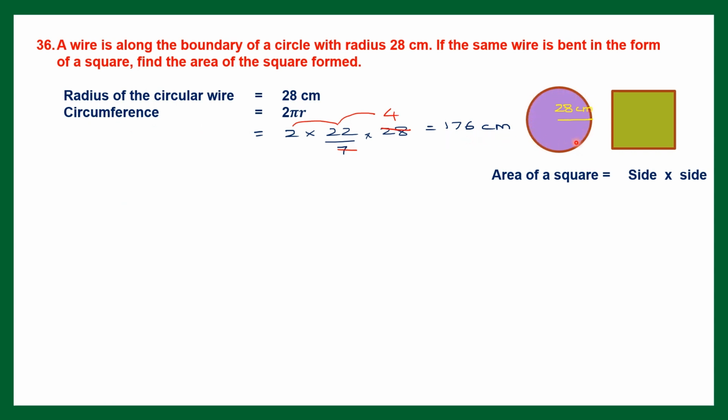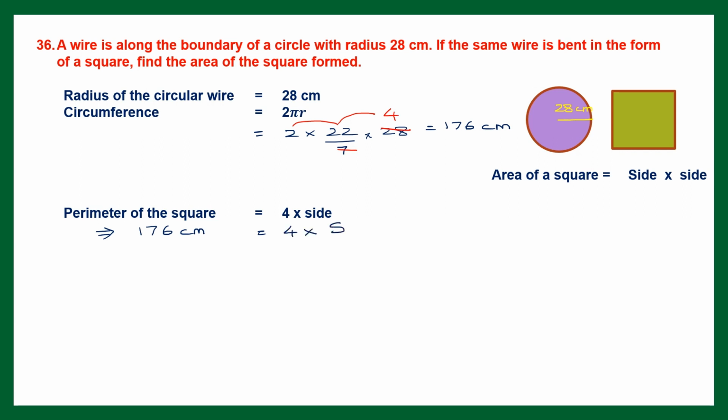Remember, the circumference of the circle is equal to the perimeter of the square. So now let's write perimeter of the square. What is the formula for perimeter of the square? 4 into side. And we have found the perimeter. It's the same as this. So let's write that. So we found the perimeter of the square, which is 176 centimeters. It's the same as the circumference of the circle, and this is equal to 4 into side.